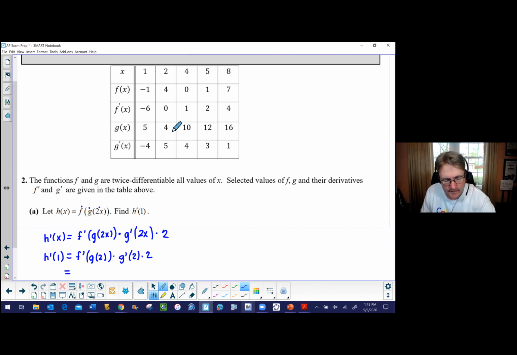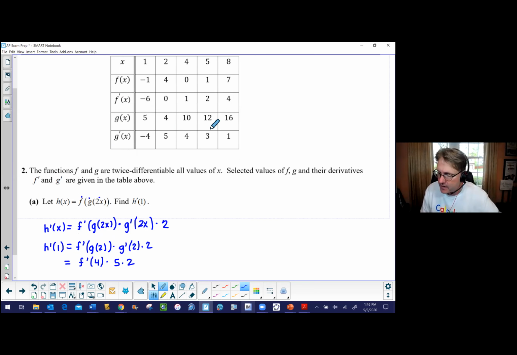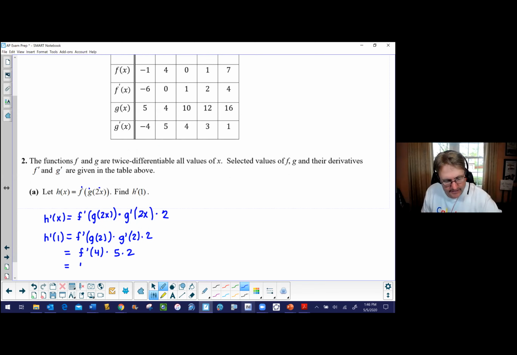First of all, from the table, g of 2 looks like it's going to be a 4. g prime of 2 from the table looks like it's going to be a 5. And then, oh my gosh, we still have to read this f prime value, f prime of 4. Well, it looks like f prime of 4 is going to be, I believe, a 1. And it's probably not too difficult to multiply 1, 5, and 2 together to get 10.